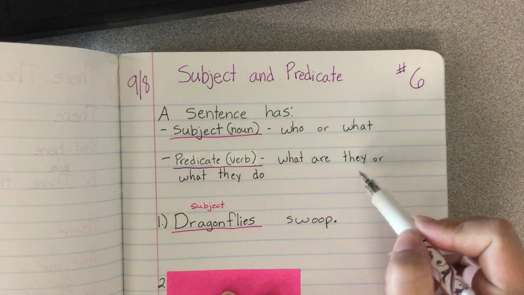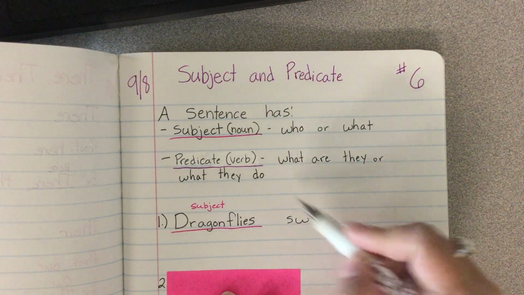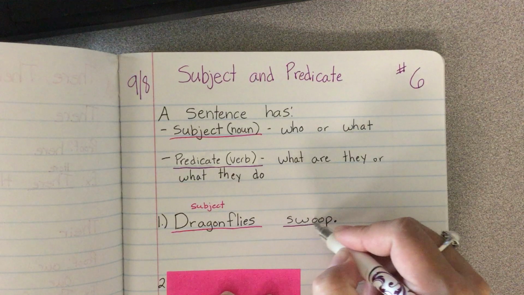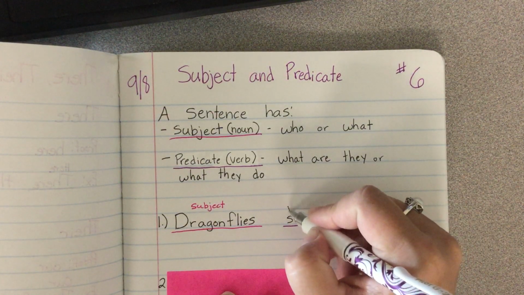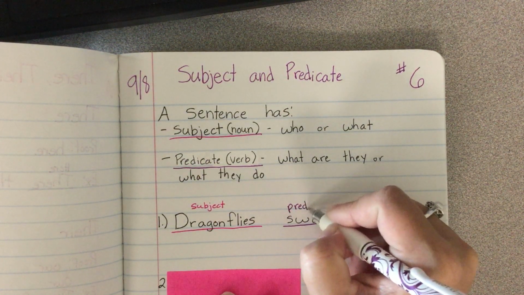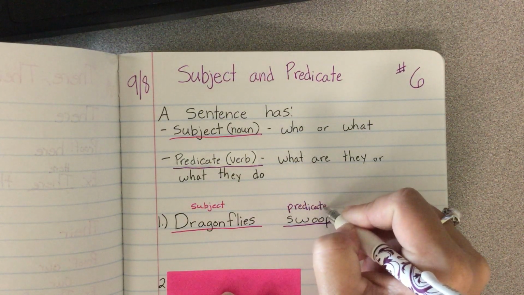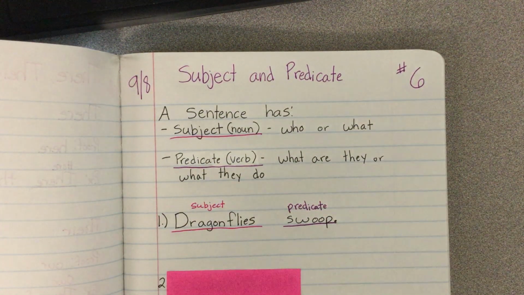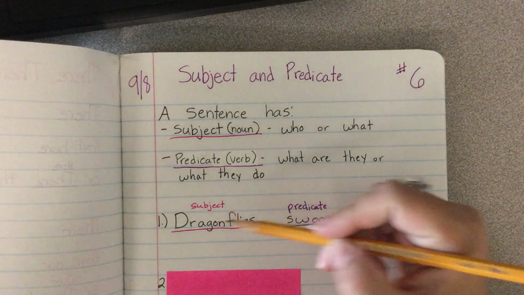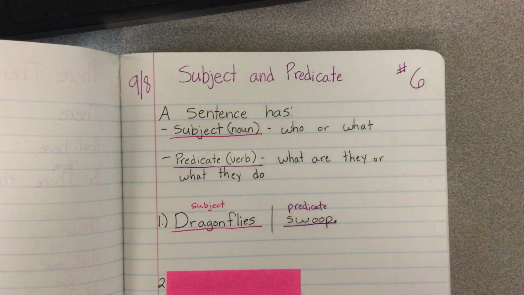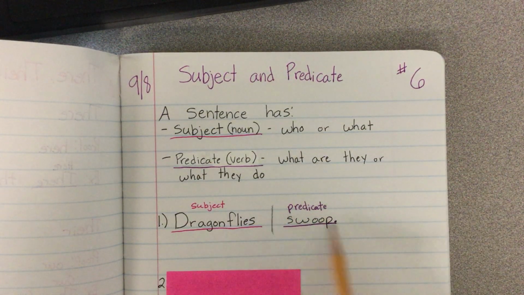What are they or what they do? What does the dragonflies do? They swoop. Subject, and this is the predicate. Okay, this one was easy because it's just, and this, all the ones on this page will be easy. But normally you can say, okay, here's my subject. So this is the sentence split up. Anything on the other side of that is the predicate. Now that's obvious in this one because there's only one other word.